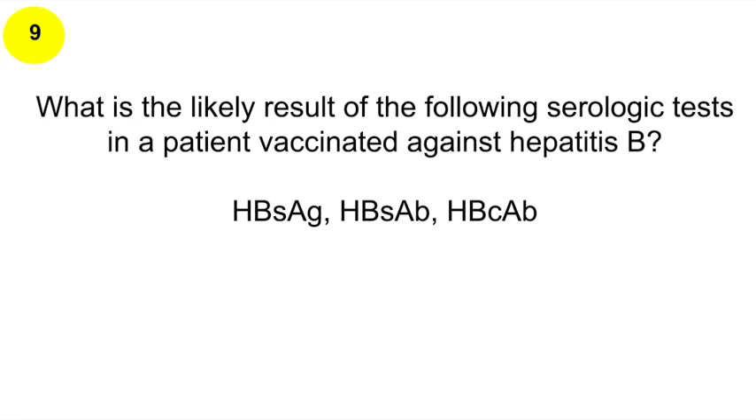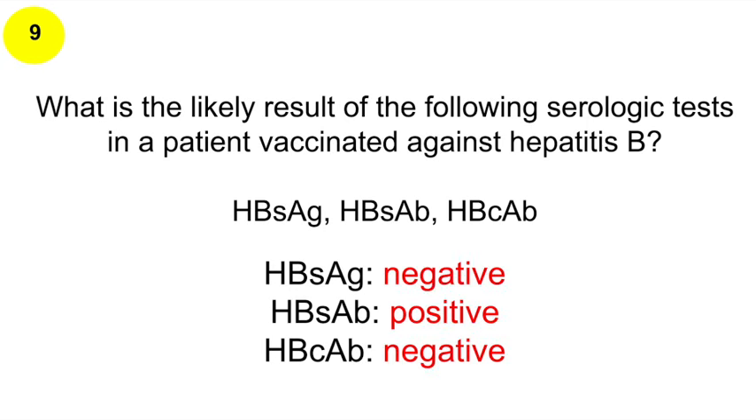So in vaccinated patients, the surface antigen would be negative, the surface antibody would be positive, and the core antibody would be negative. How I remember this concept is that for persons that are immune due to immunization, they have the antibodies which would be positive. So those positive antibodies make you anti-sick. You can't get sick because you're vaccinated or immunized against hepatitis B. So that's one way to remember this fact.